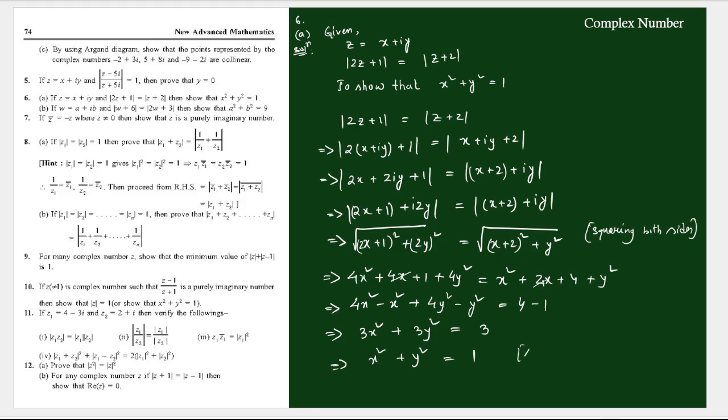Dividing both sides by 3. So therefore, in this way, will you be able to do number B? Number B, you try it by yourself.